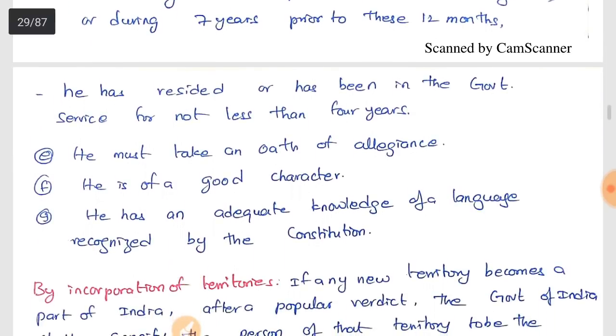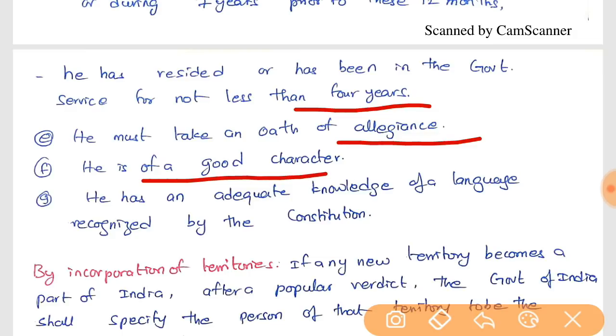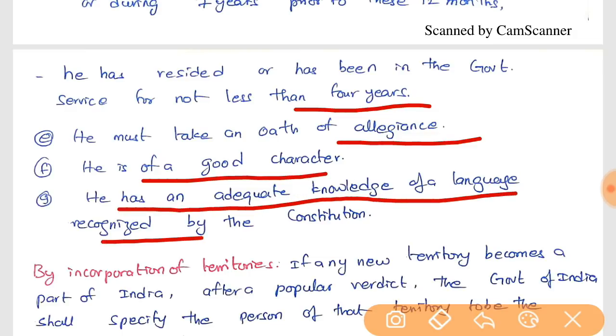He has resided or has been in government service for not less than 4 years. For 4 years he should be serving in government service, friends. He must take an oath of allegiance. He is of good character. He has an adequate knowledge of languages recognized by the constitution. These are some of the mandatory requirements, friends.